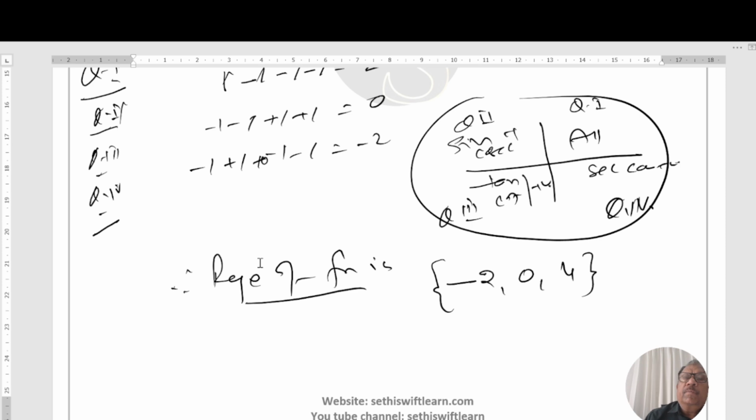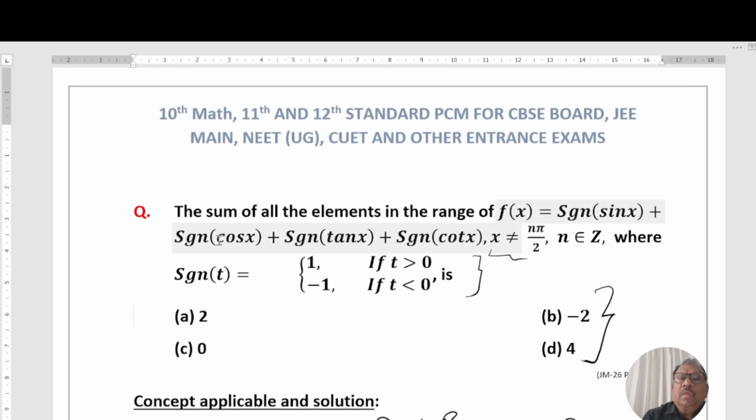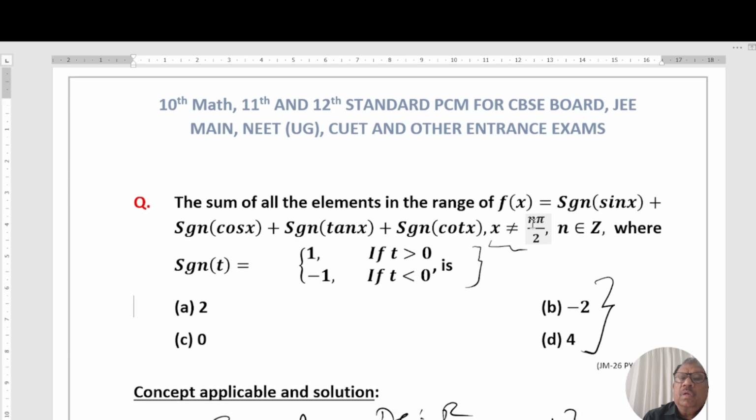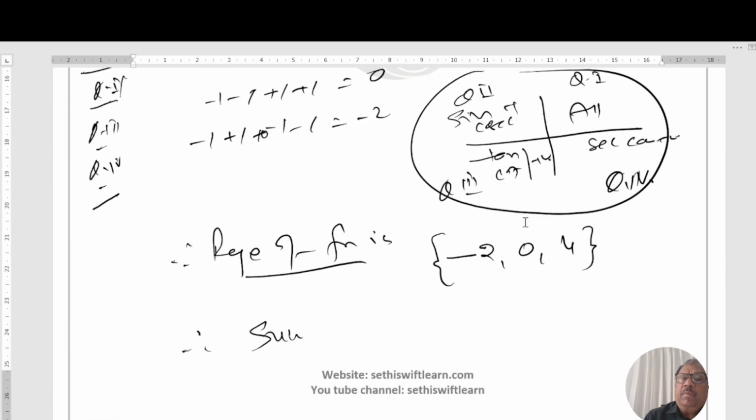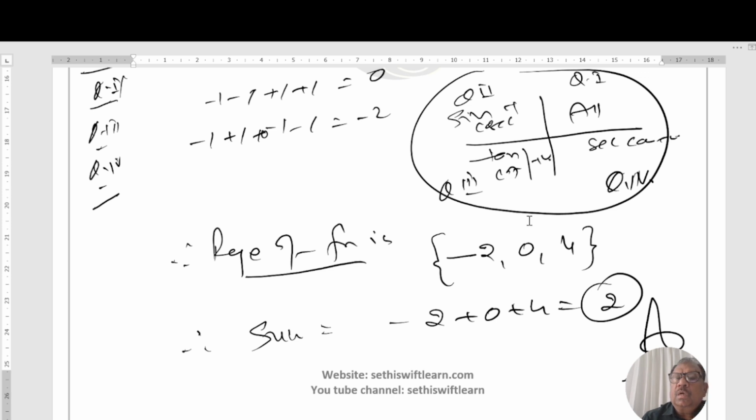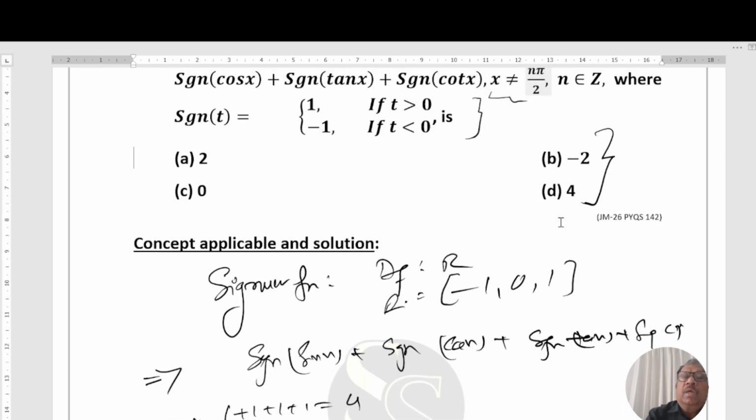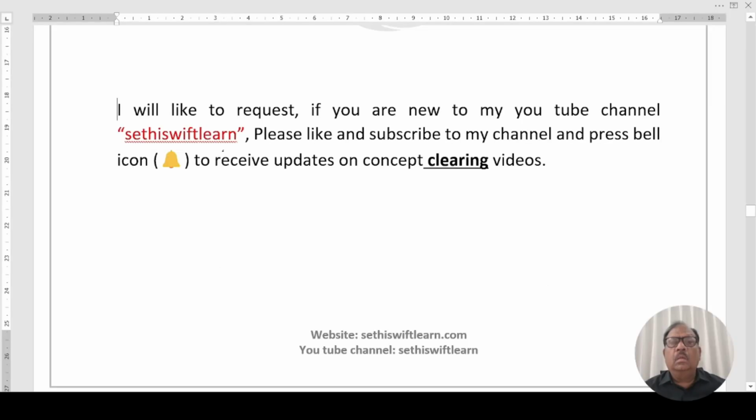These three answers will come. Therefore, what we have to find is the sum of all elements in the range. So the sum will be minus 2 plus 0 plus 4. That is 2, the answer. Let's check. A is the correct option, right?